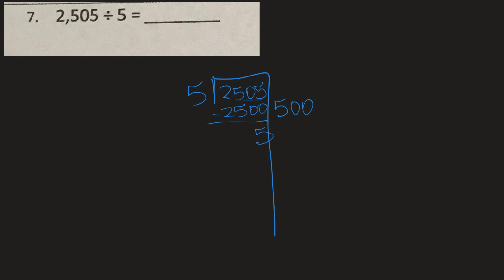Okay, 2,505 divided by 5. So I'm going to write this. Now I know 5 times 5 is 25, and so since I have 2,500, I'm going to multiply by 500. 500 times 5 would be 2,500. That leaves me with 5, so I'm going to multiply one more, and that gets me 5. I have 0 left, so the answer is 501.